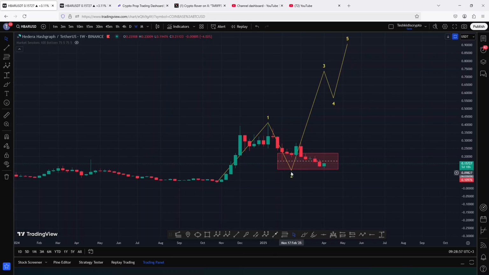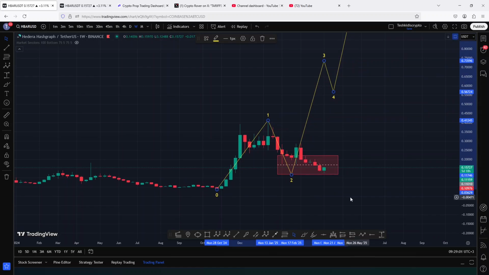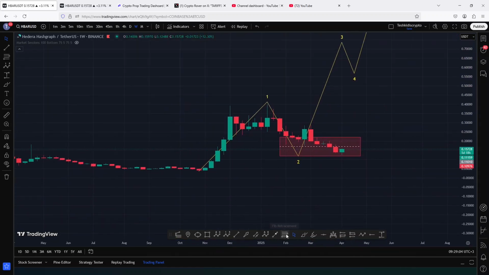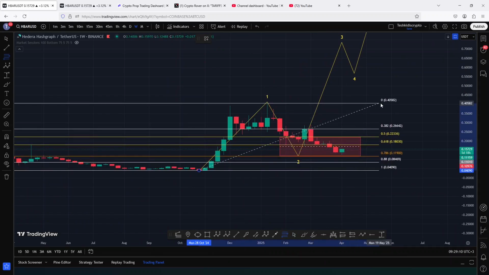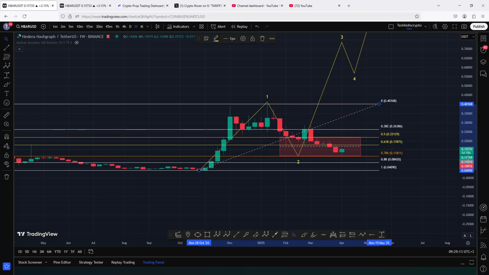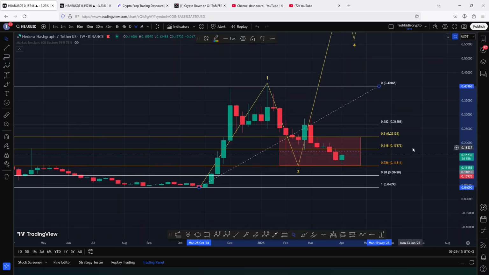Then we started a bit of a pullback in the formation of this wave 2, whose minimum target areas I gave you in my previous videos by connecting the fibs from the lows we made down here in the formation of that wave 1 to the high of that wave 1. And you can see that the target area lies between the fib level 0.5 and the 0.786, and that is between the 0.22129 and the 0.11811, which is the area over here, an area that we have not fully maximized.